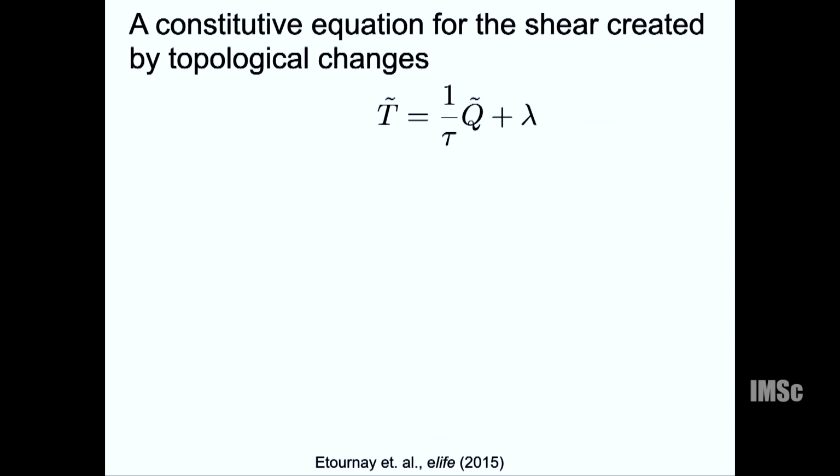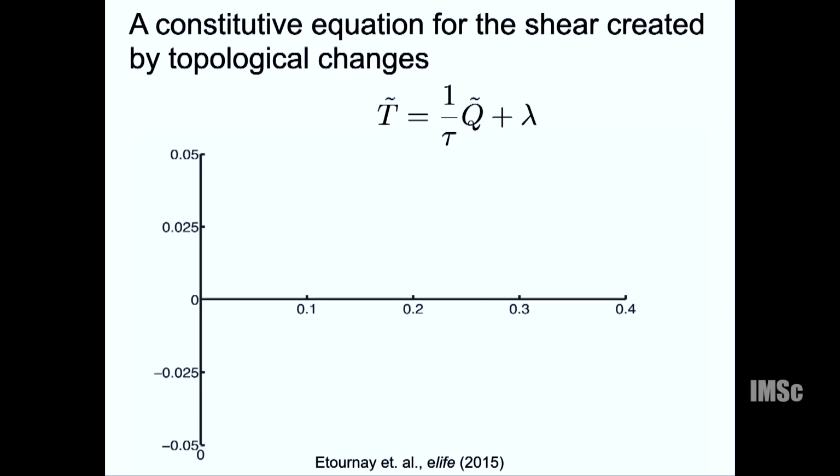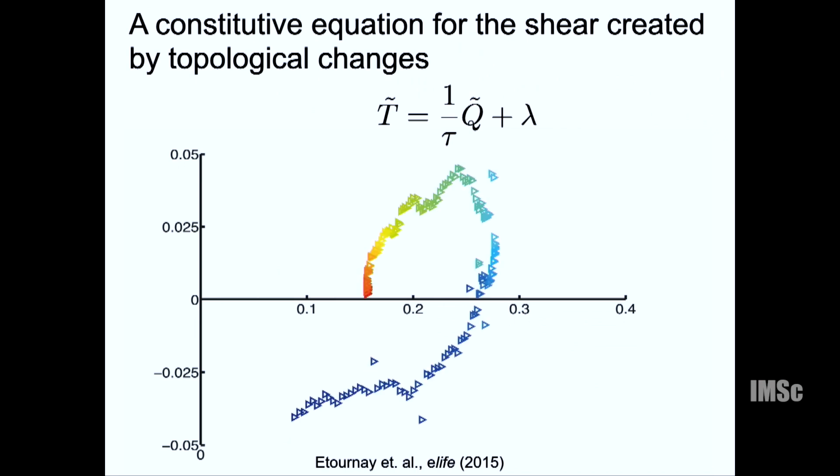So this is our relationship. This is the T axis, this is the Q axis. We are plotting T versus Q. Now, what will be the behavior of T versus Q? It is linear, clearly, the way we have written the constitutive equation. So this will be something like this. If you plot the experimental data, it looks like this. So clearly something is wrong.